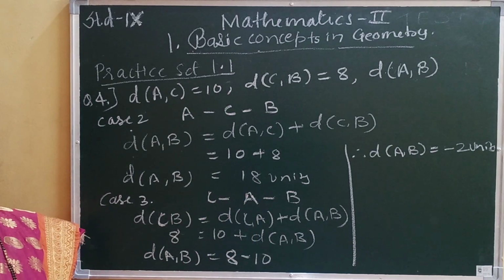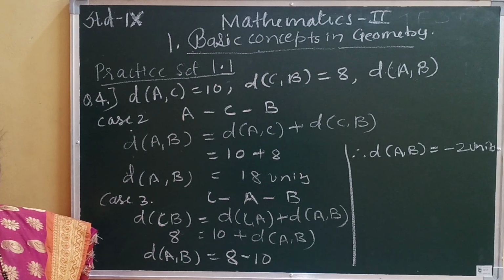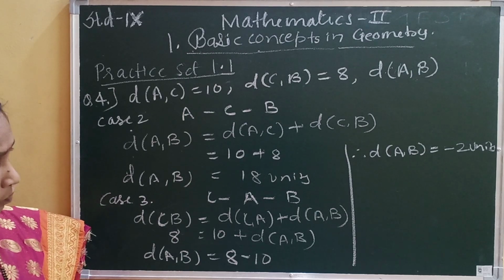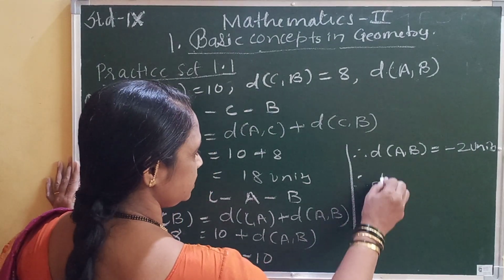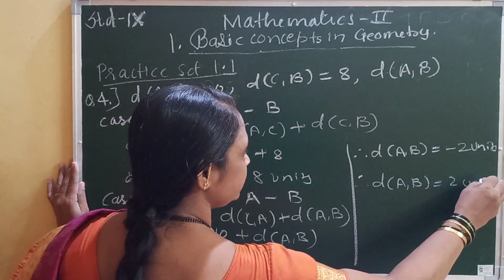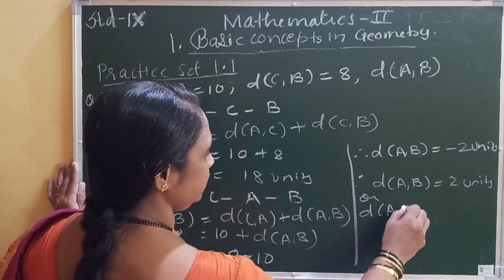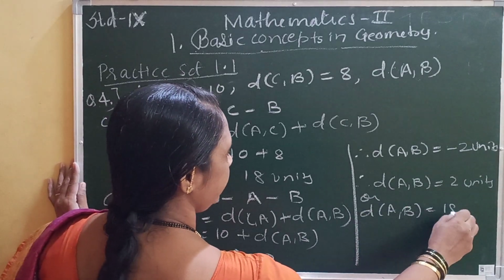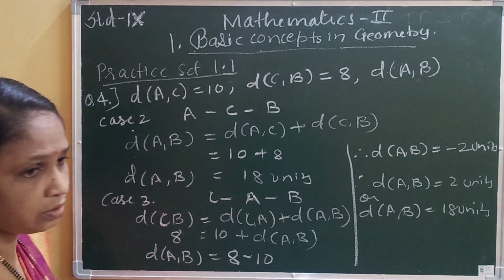Now next example. At last, here you write down: at last distance AB is equal to 2 units, or distance AB is equal to 18 units. This minus 2 is not possible.